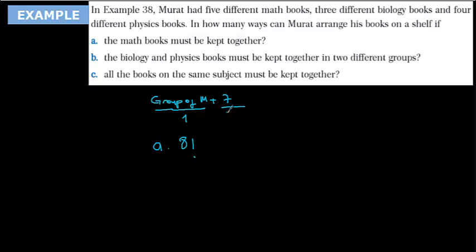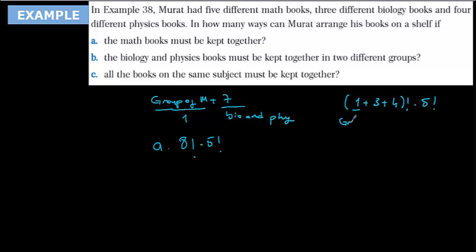And the 7 is biology and physics books. Okay. Then did we finish the question? No. Why? Because 8 factorial is only the arrangement of the group and the other books. But as you know, the 5 books can be arranged inside the group in 5 factorial different ways. So the answer is going to be 8 factorial times 5 factorial different ways. Also I can write it like this, 1 plus 3 plus 4 factorial times 5 factorial.